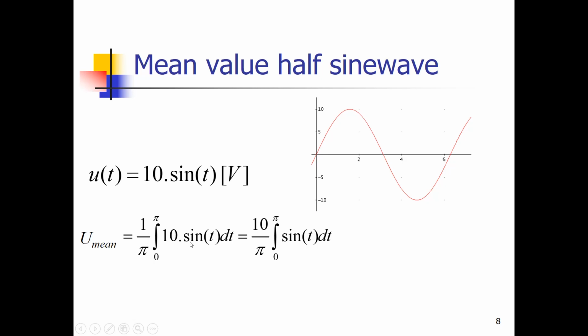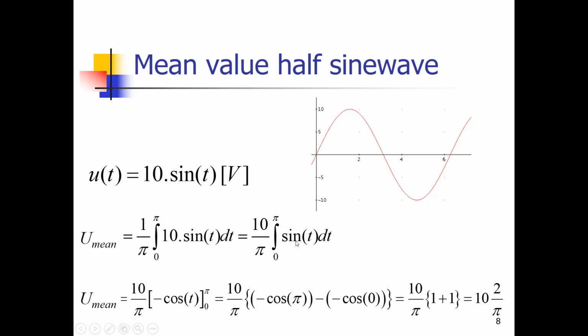Because 10 is a constant value, we can take it up front of the integral, and then we get 10 over pi times the integral from 0 to pi of sine t integrated to the time. Well, let's work it out. The integral of a sine is minus the cosine. So then we get minus the cosine of t integrated across the boundaries 0 to pi, and then multiply by 10 over pi.